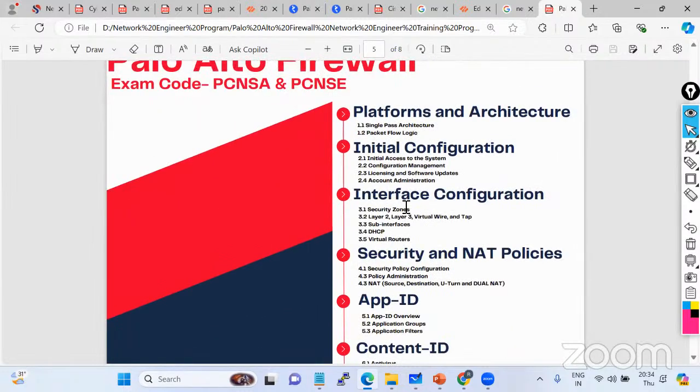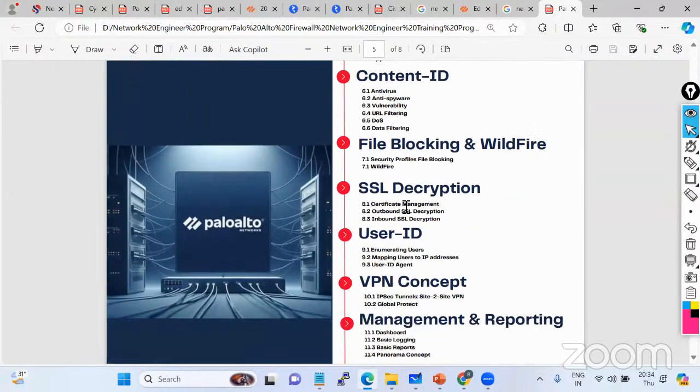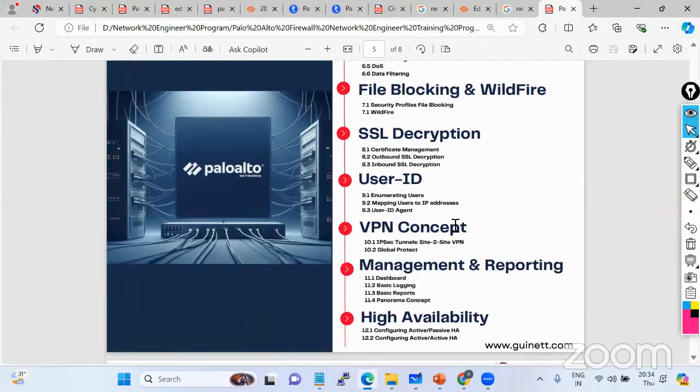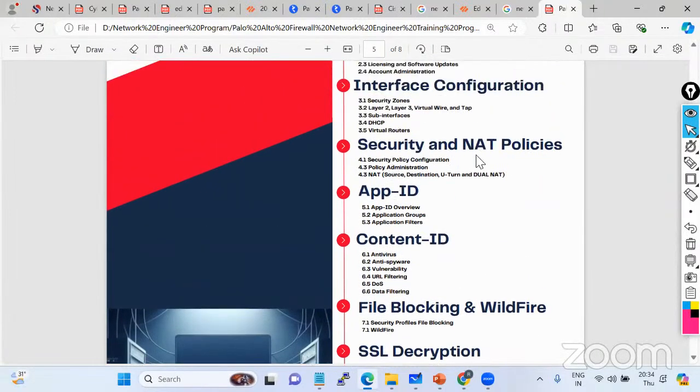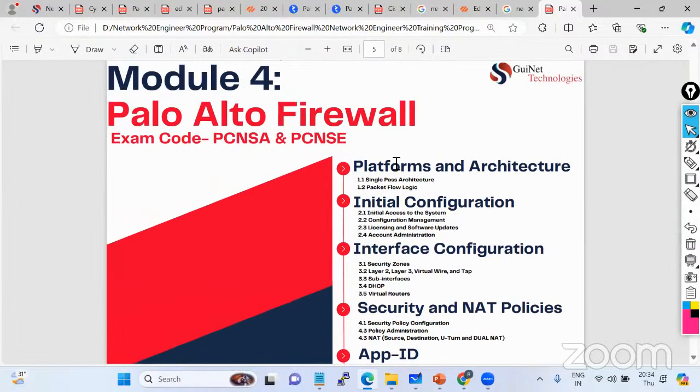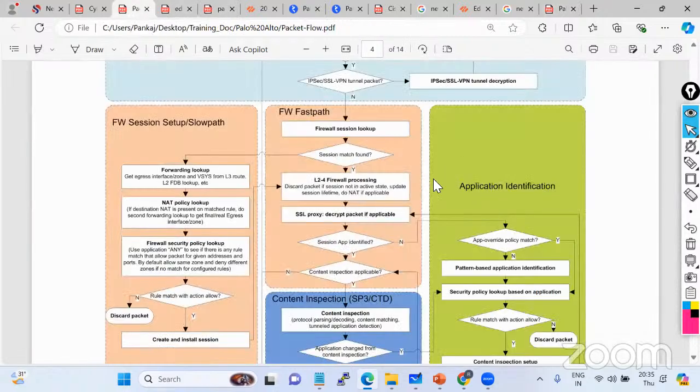I'll explain the topics later, but still you can see VPN concept, GlobalProtect, IPsec, User-ID, SSL decryption, Panorama concept, high availability, active-passive, management reporting, file blocking, Content-ID, App-ID, security NAT policy, source NAT, destination NAT, U-turn NAT, dual NAT, interface configuration, initial configuration, and platform architecture, where the single pass architecture and the packet flow basics are covered as well. In detail, we will understand how the step-by-step packet flow happens. So the entire packet flow concept we are going to understand as well.